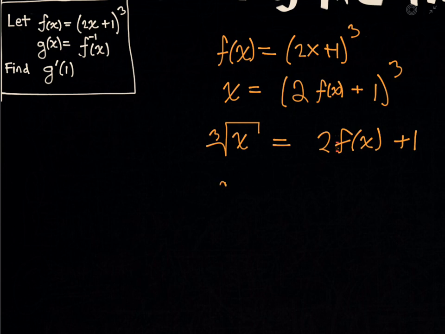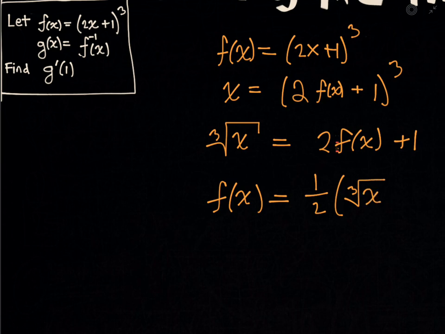So then, I'll just skip a couple of steps, f of x equals 1/2 the cube root of x minus 1. So we took the negative 1 over there and divided by 2, and so that is the inverse. So this is really the inverse, and that is g of x as well.